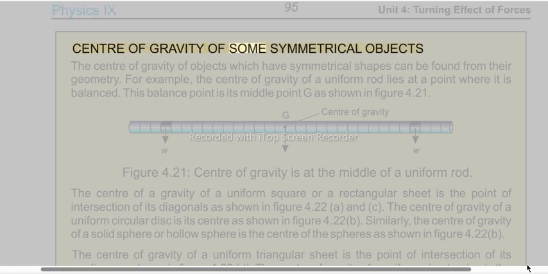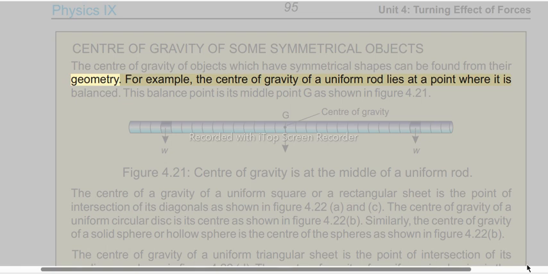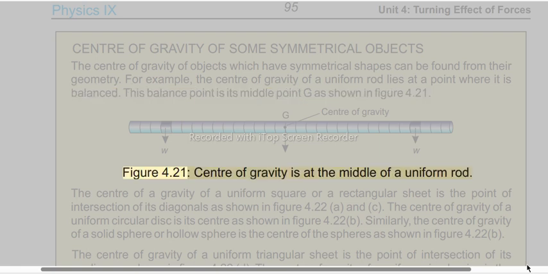Center of gravity of some symmetrical objects. The center of gravity of objects which have symmetrical shapes can be found from their geometry. For example, the center of gravity of a uniform rod lies at a point where it is balanced. This balance point is its middle point G, as shown in Figure 4.21. Figure 4.21, center of gravity is at the middle of a uniform rod.